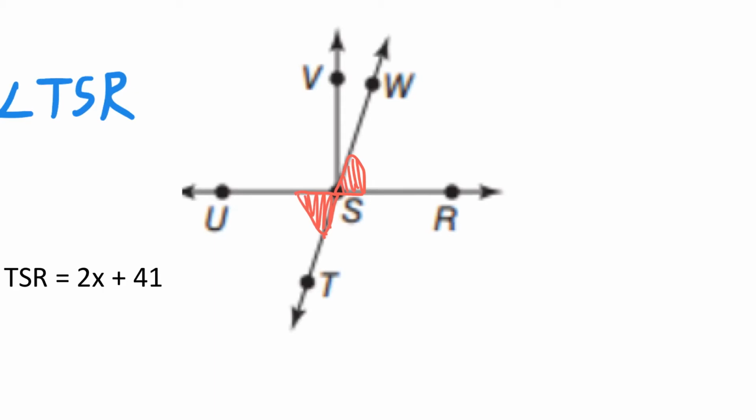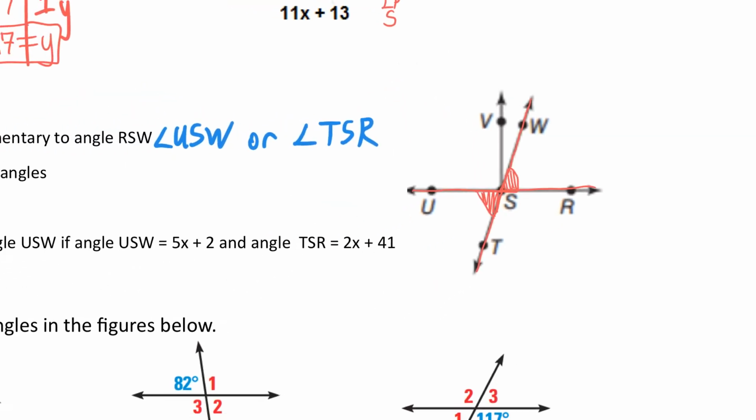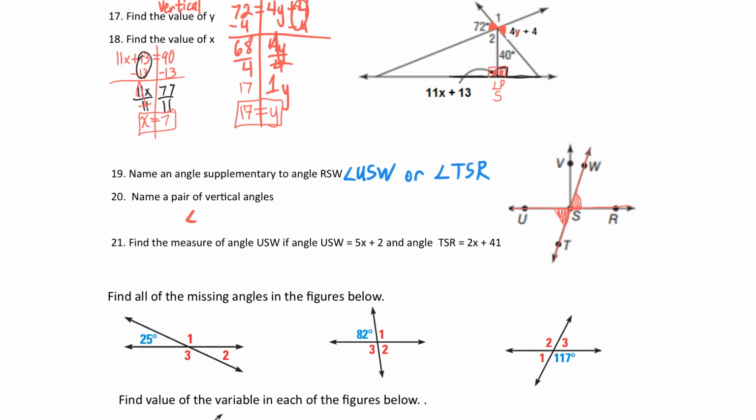So remember what we said about vertical angles. It's where two lines intersect. And so you can see this is a straight line and this is a straight line, so where those two intersect. So you could have angle RSW and UST. Is there another set? USW and TSR. Good. Right here. USW and TSR.